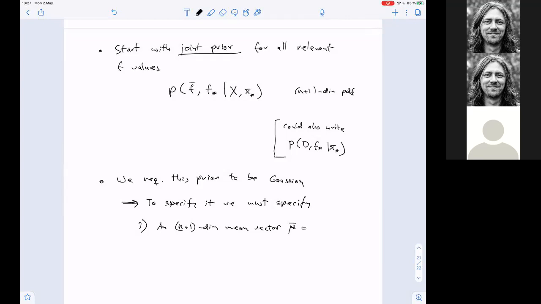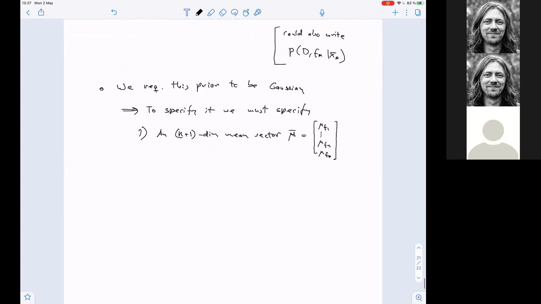And this mean vector now contains mu f1 to mu fn, and at the bottom it also contains mu f star, or mu for f star. So we need our n+1 dimensional mean vector, and we need an n+1 times n+1 covariance matrix, right? Because this is a multidimensional, n+1 dimensional Gaussian distribution.